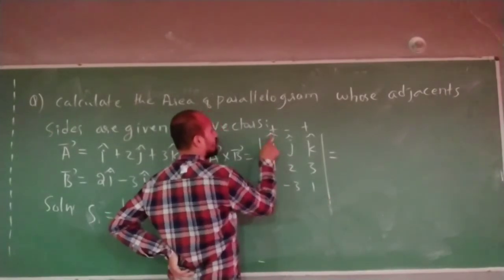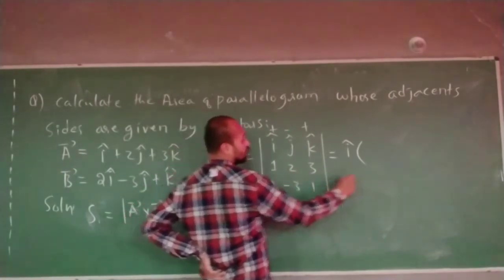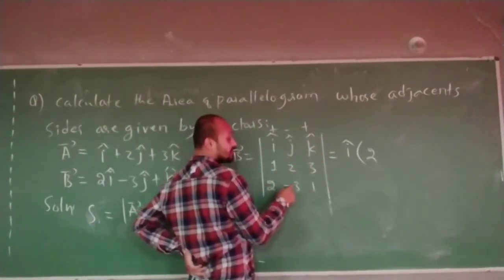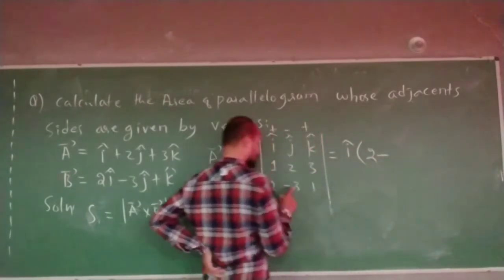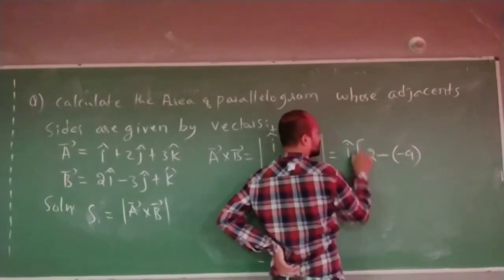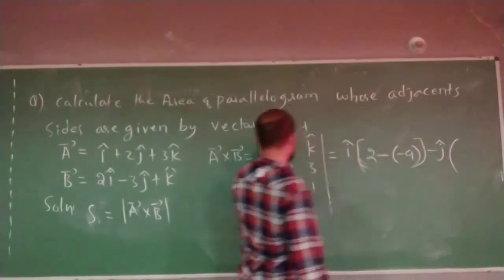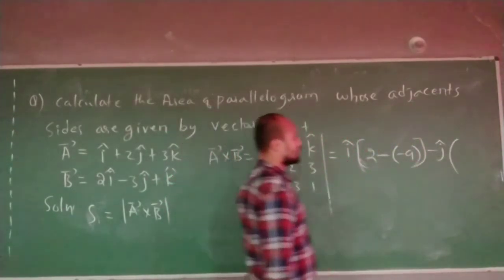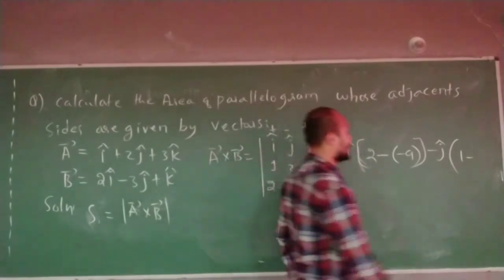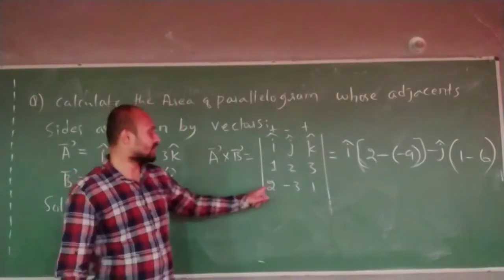First you write down i cap into 2 into 1. I will forget about this column and this row. 1 into 2 is 2, minus 3 into minus 3, which is minus 9. Next, minus j cap. Forget about this column and this row. 1 into 1 is 1, minus 1 into 3, minus 6. So it is minus 6.